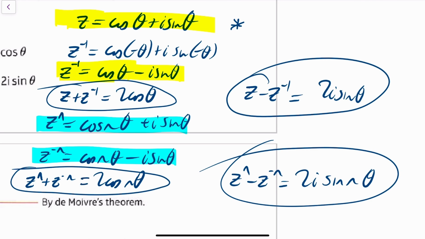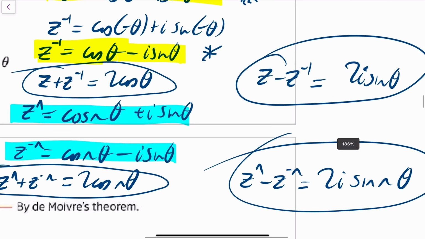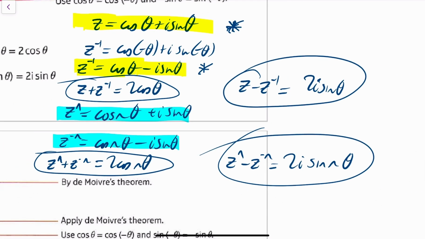So again, if you look at this one and this one, these two up here in yellow, and you subtract them, you're going to get z minus z to the minus 1 is equal to 2i sine theta. So that's your first identity. And look at the two in blue, down at the bottom. z to the power of n is equal to cos n theta plus i sine n theta, and z to the power of minus n is equal to cos n theta minus i sine n theta. So again, if you subtract those, that's what you get.